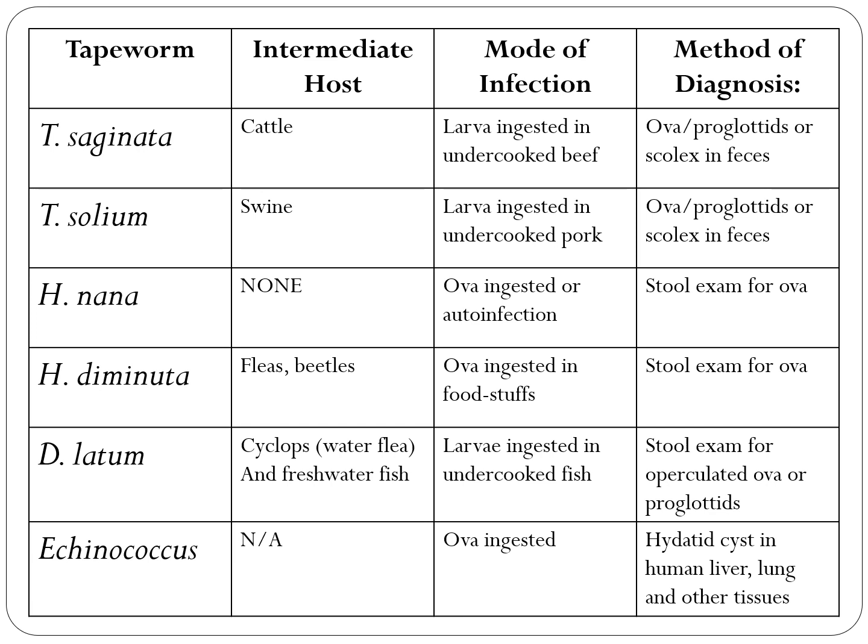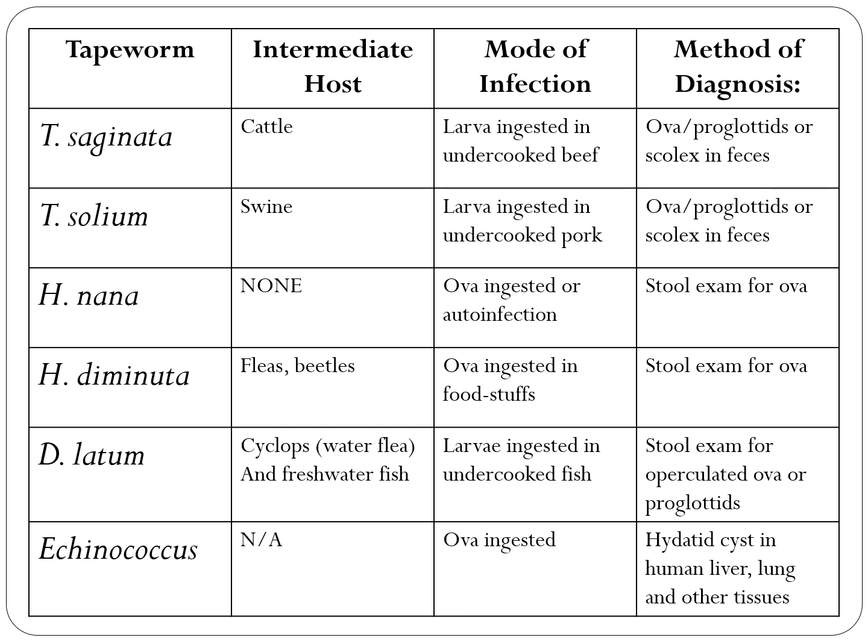In Hymenolepis nana, there is no intermediate host. The ova are ingested or auto-infected, and we can examine the stool for Hymenolepis nana. Hymenolepis diminuta, the intermediate host is fleas and beetles, okay, not the rat. The ova ingested in foodstuffs is usually the mode of infection. And stool exam for ova and parasites may lead you to the identification of H. diminuta. Diphyllobothrium latum, its intermediate host is the water flea, and then freshwater fish. A larger fish comes and eats that freshwater fish, and now it is a mode of infection.